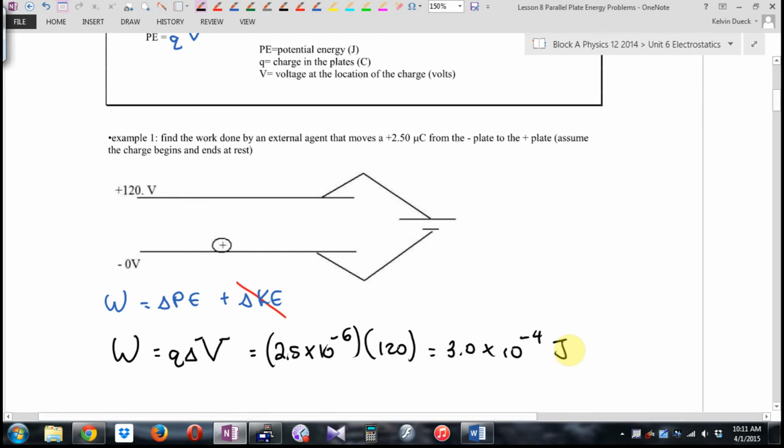Now, you could do this the Physics 11 method. What was work in Physics 11? Work was what times what? Okay, so you could go, they didn't tell me the distance, patience. Which force? Electric force. What did we say electric force was? Electric force was QE, times d. Remember?